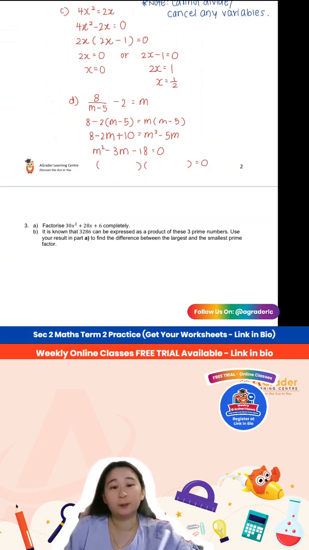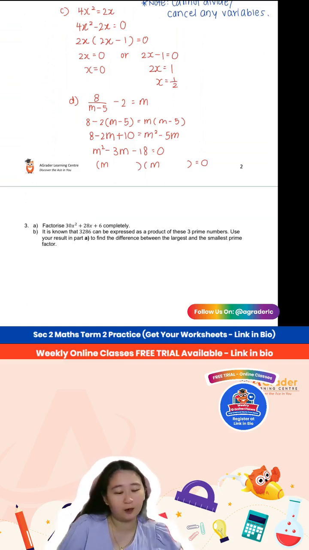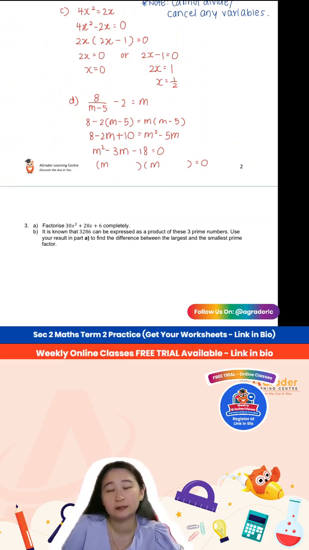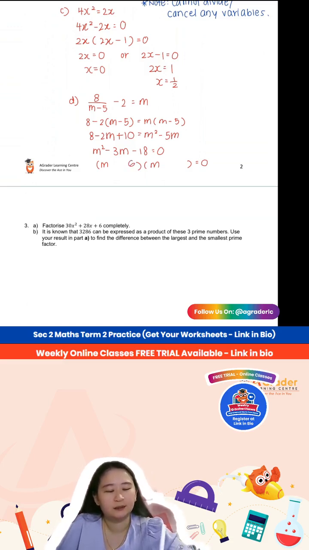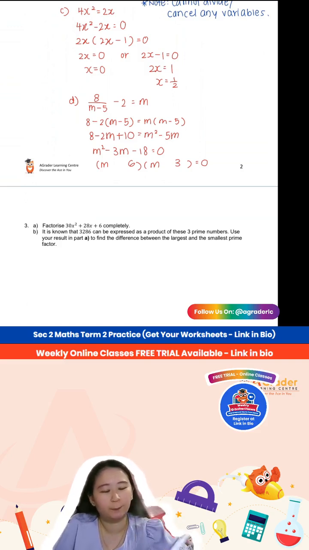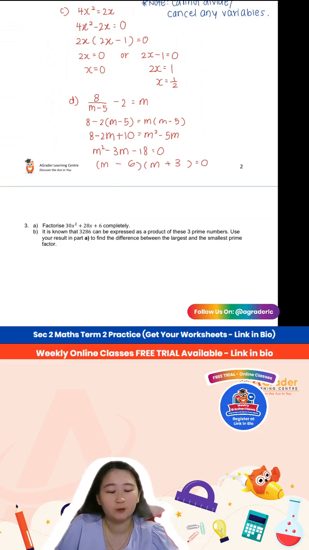So the first term m squared can only come from m times m. Then for negative 18, which pair of factors of 18 will give us a difference of 3? So we have to look at a pair of factors of 18. It can be 6 and 3 because 6 minus 3 is 3. But this middle term is negative 3m. So the bigger number will be negative and the smaller number will be positive, because negative 6 plus 3 gives us negative 3.